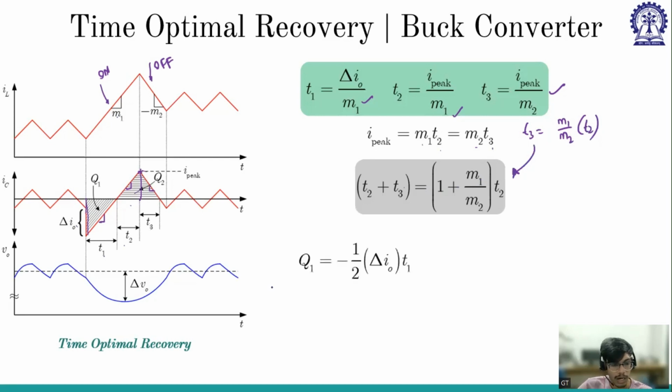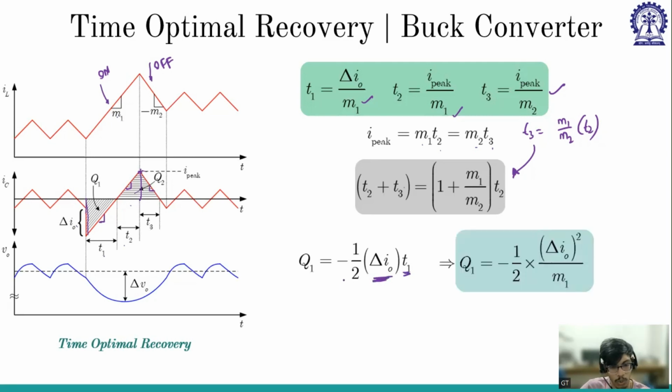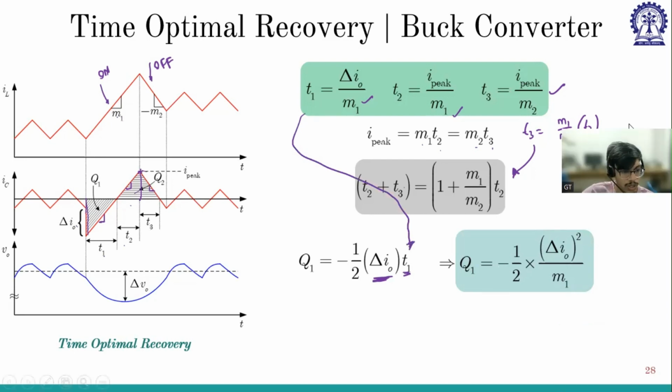Now, charge balance. Charge Q1 is the area under this curve. The area is half into base T1 into height delta I naught. So this is my Q1. If you substitute T1 in this expression, I will get Q1. So Q1 is this region. If I show it here, Q1 is this region.